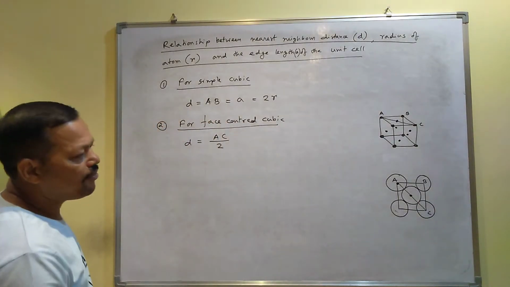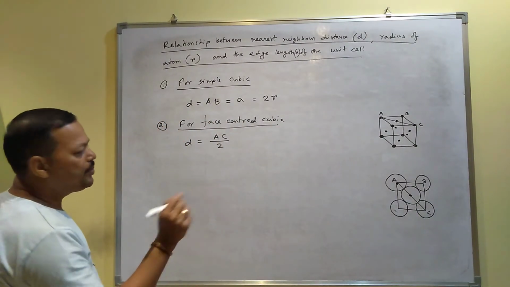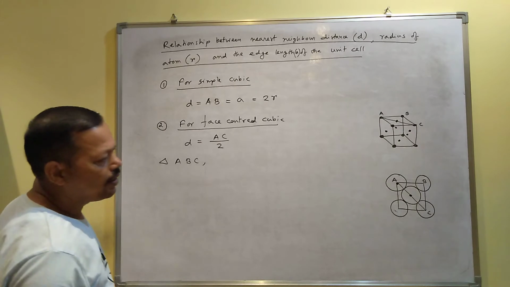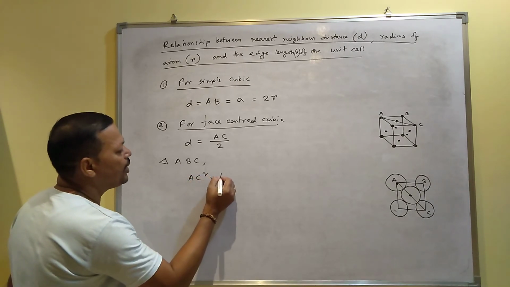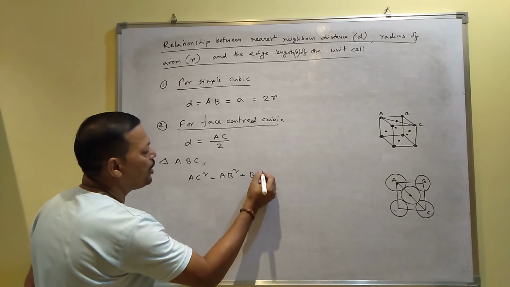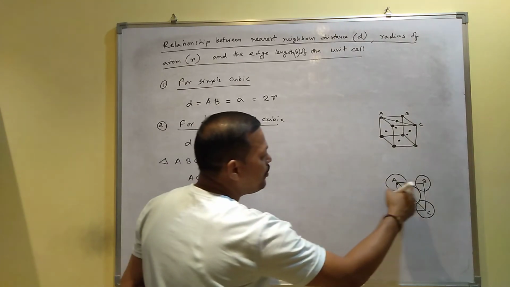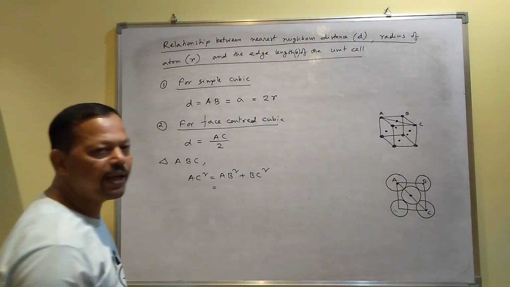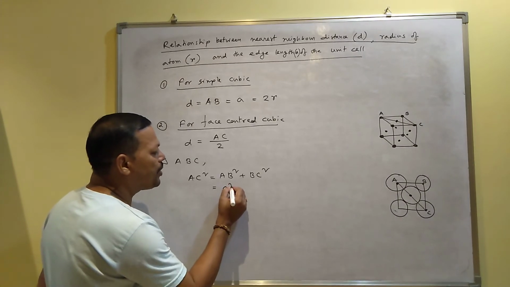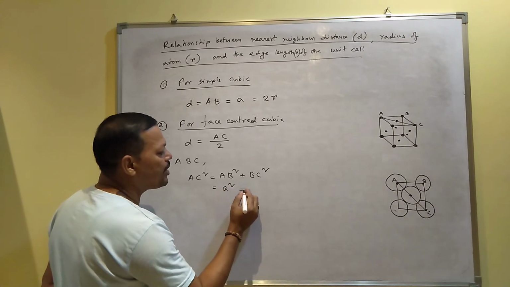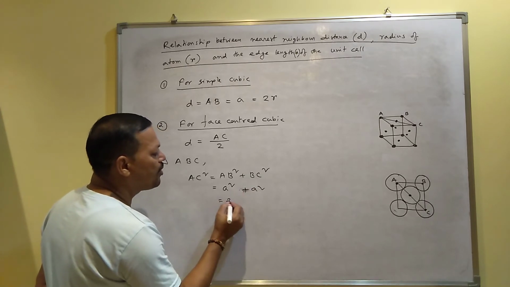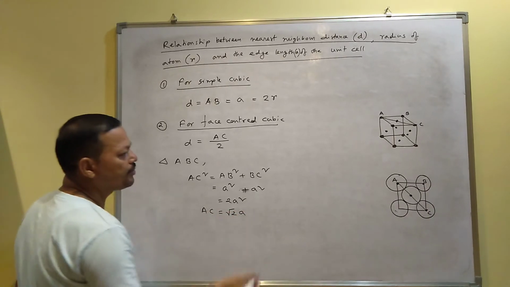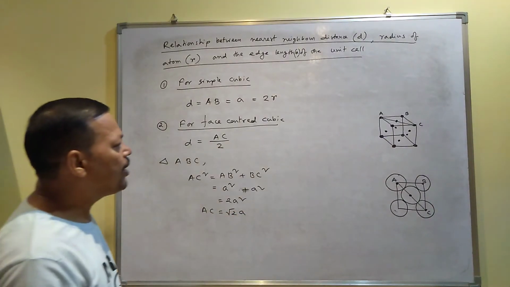Now you have to find out what AC is. Since ABC is a right-angled triangle, you can write AC square is equal to AB square plus BC square. AB is the edge length, and BC is also the edge length. Corner to corner length is called edge length, and it is represented by the symbol A. So you can write A square plus A square, which gives twice A square. That means AC is equal to root 2 A. So we have found the value of AC.